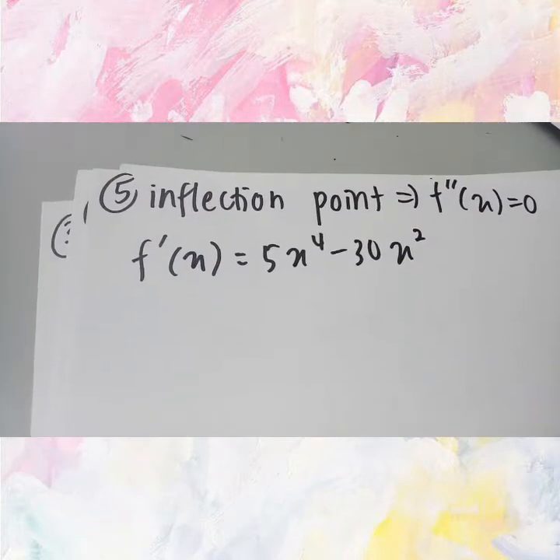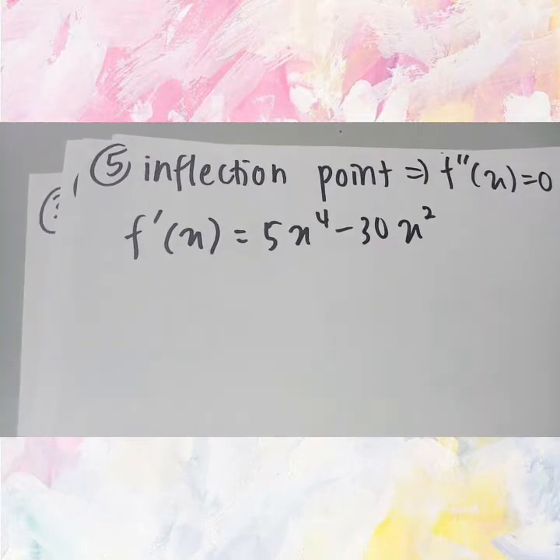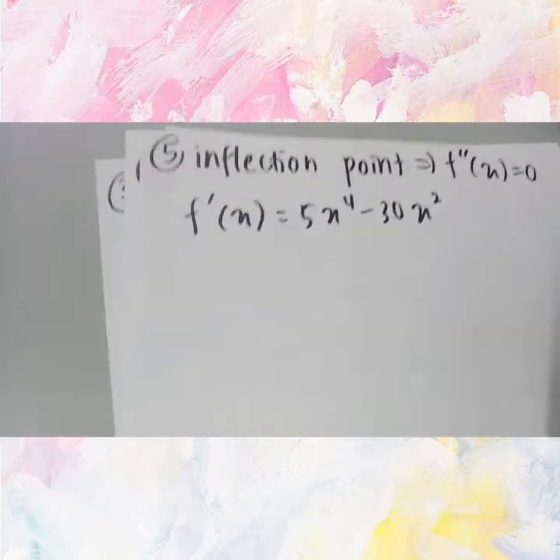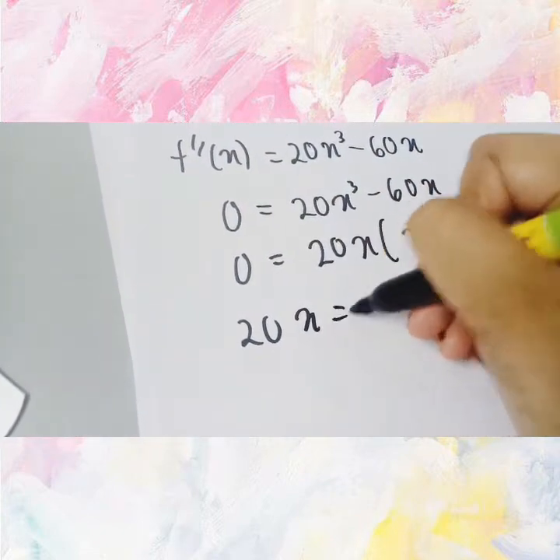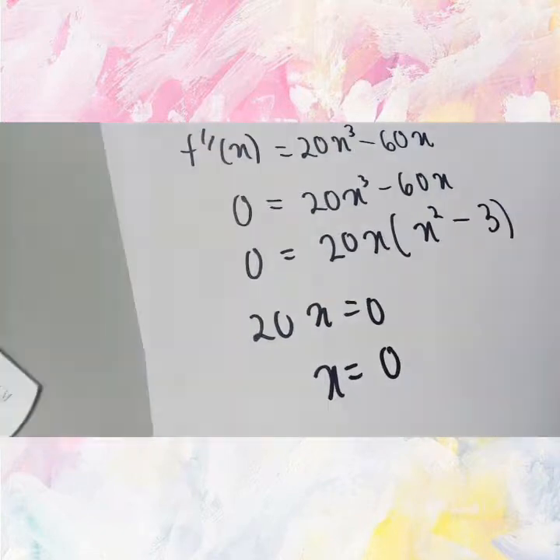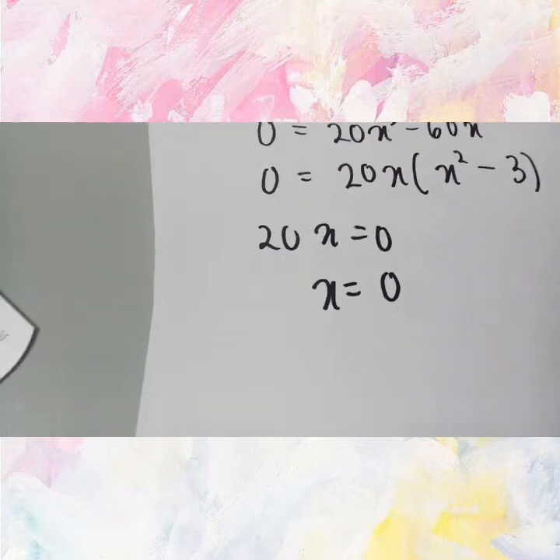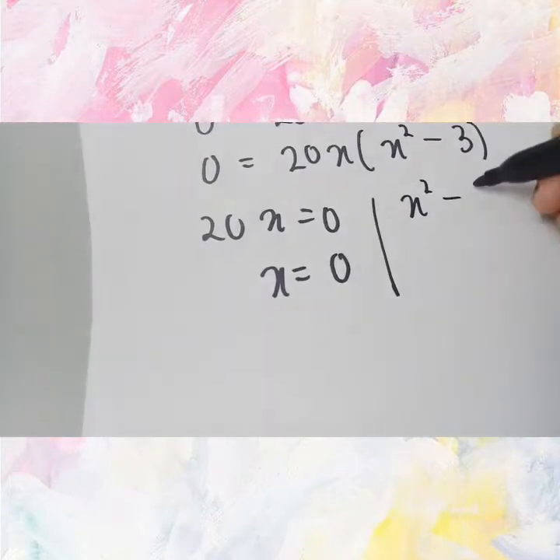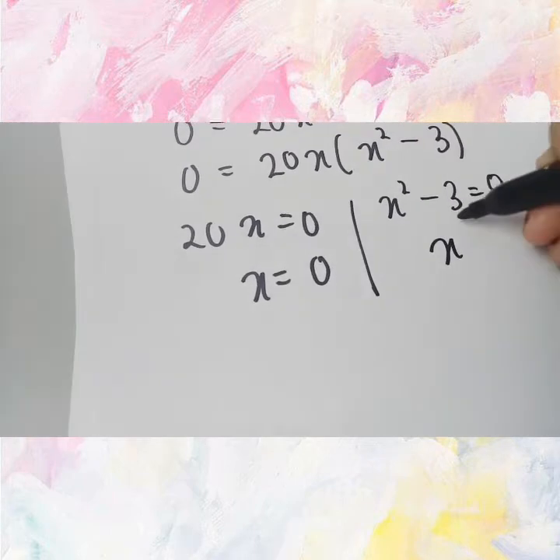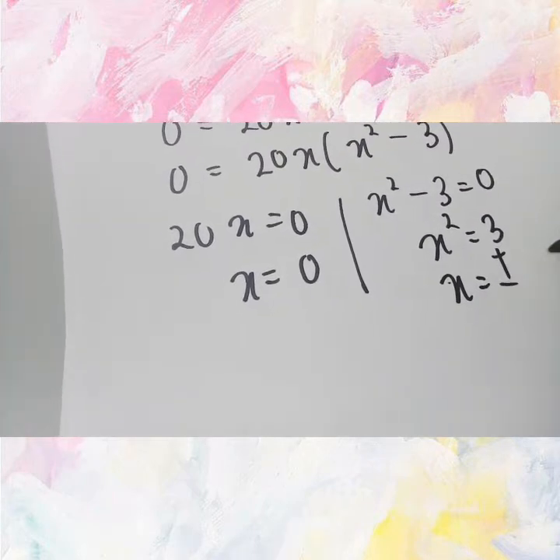The fifth step is to find inflection points, which means we have to find the second derivative of the function equal to 0. Then we can find the value of x. First, 20x equal to 0 and x equal to 0. One more is x squared minus 3 equal to 0. x squared equals 3, x equals plus or minus square root of 3.